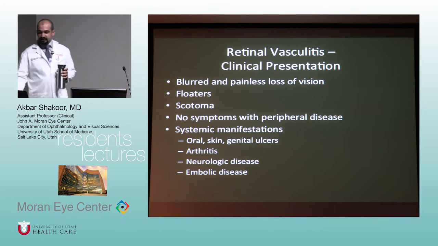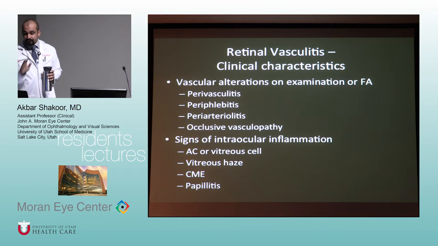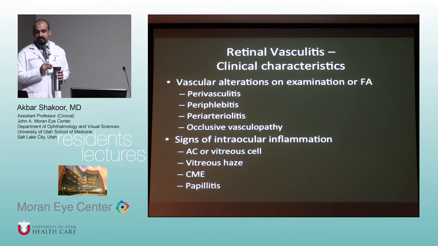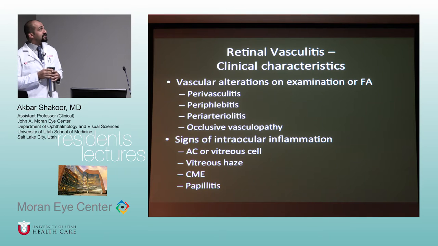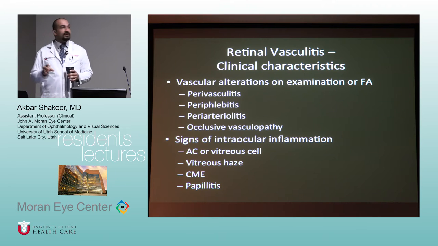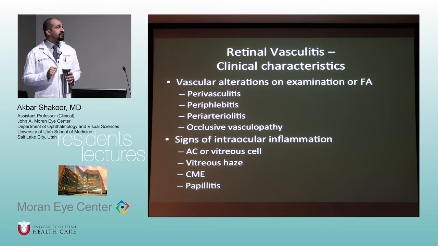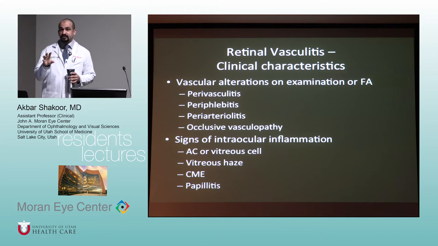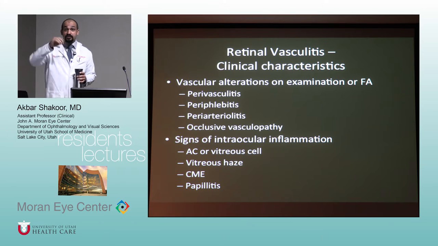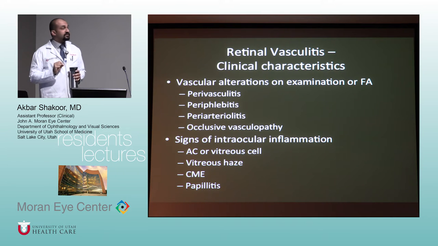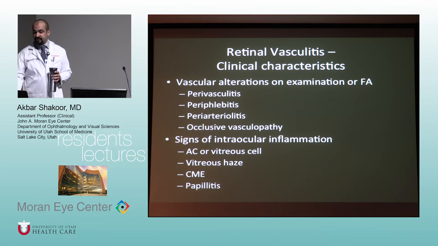Neurologic disease and embolic disease are also features of many systemic vasculitides. Clinical characteristics: you have vascular alterations on examination or angiography, perivasculitis, periphlebitis, periarteriolitis, occlusive vasculopathy, and in most retinal vasculitis you should have signs of intraocular inflammation. Sometimes you won't really see it on examination. You have to make the patient look up and down and find these little spots of vitreous cells, or just a trace amount of vitreous cell. But you can see CME, you can see papillitis as a reactive phenomenon.